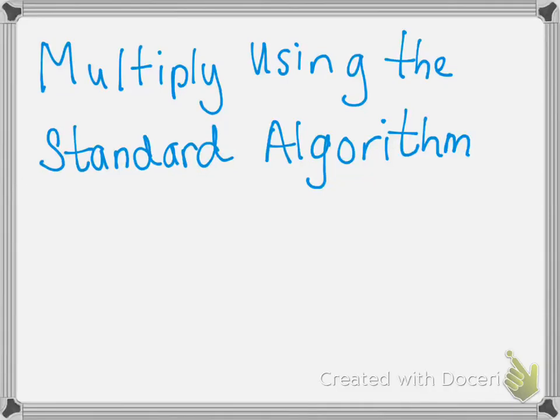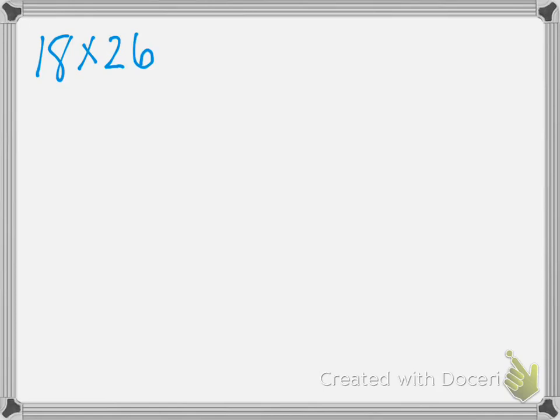This is a quick tutorial on multiplying using the standard algorithm. In the last two lessons we did multiplying with the distributive property and multiplying with the area model. Today we're just focusing on the standard algorithm. Standard algorithm is when you just line up the numbers and you multiply. You can always check your work with the area model and the distributive property.